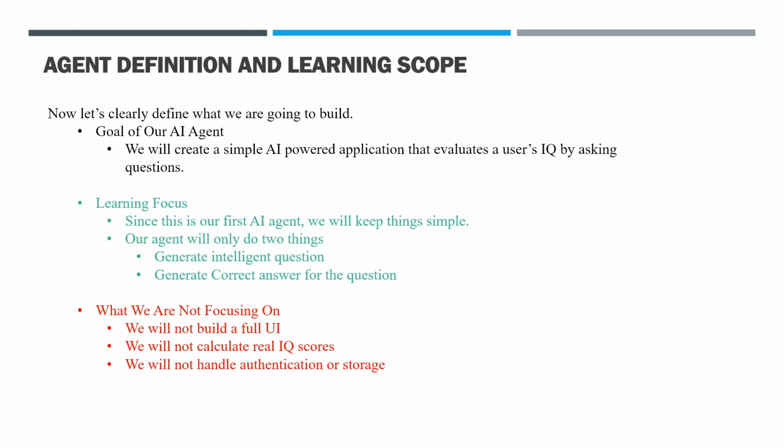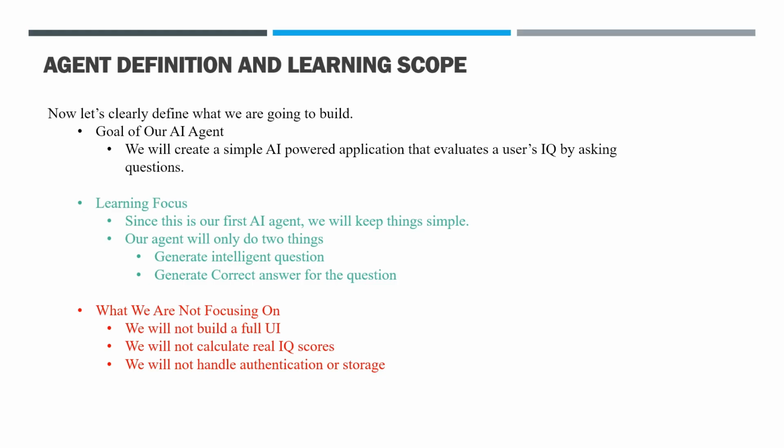Since this is our first agent, we are keeping things intentionally very simple. Our agent will do only two things. It will generate intelligent questions and it will generate the correct answers for those questions. This limited scope helps us focus on learning how prompts and responses really work. It is equally important to understand what we are not going to do. We are not going to build a full user interface. We are not calling real APIs or servers, and we are not handling authentication or storage. Those are important topics, but they are not required to understand how an AI agent works.